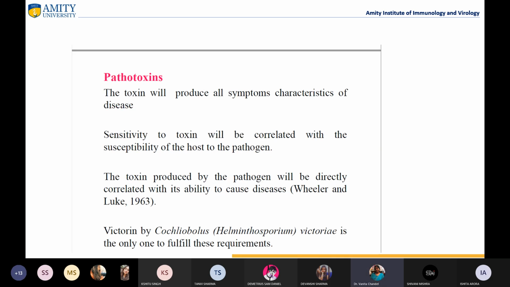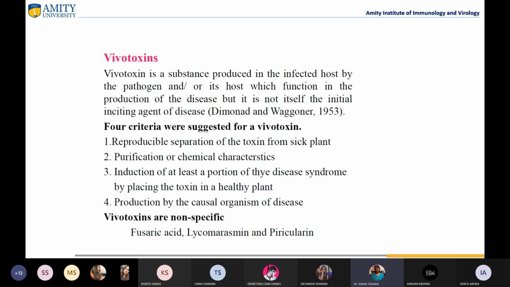Then we have pathotoxins also. Again, these toxins will produce all kinds of symptoms of the disease. This toxin which is produced by the pathogen will be directly related to its ability to cause the disease. So the more toxin is produced, the more it is causing disease in a particular plant. For example, victorin is a toxin produced by Helminthosporium. This is an example of one of the pathotoxins. Then we have vivotoxins. A vivotoxin is a substance which is produced in the infected host by the pathogen, or its host, which functions in the production of the disease, but it is not initiating the disease.